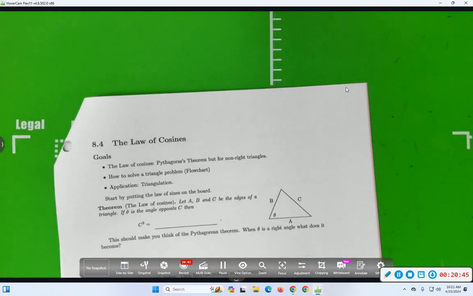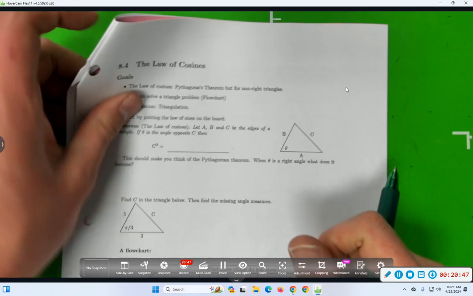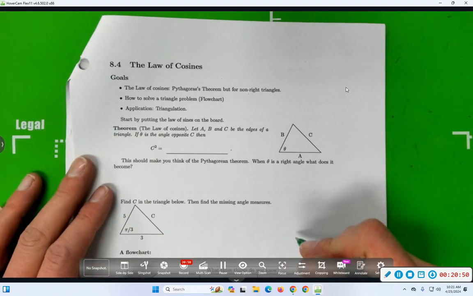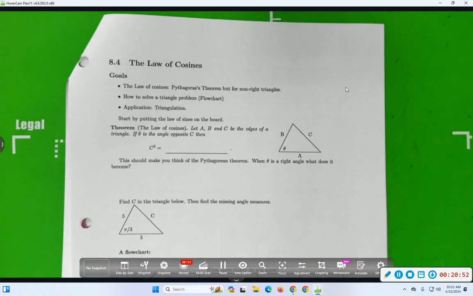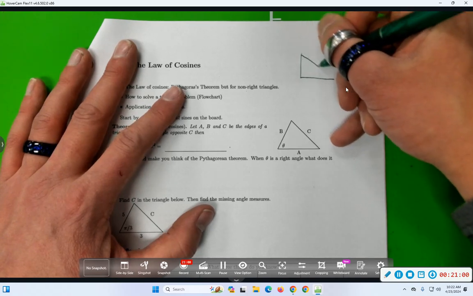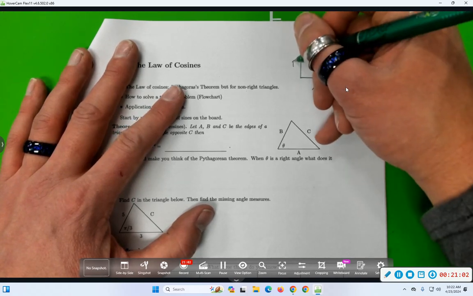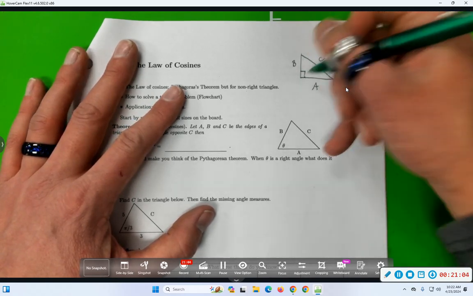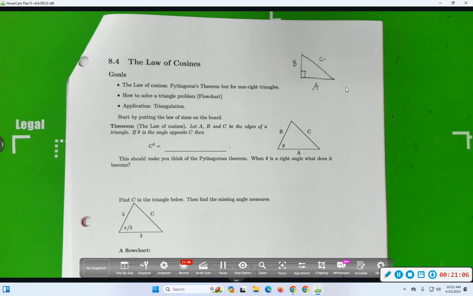So, instead, we'll get a new tool, and here's the motivation for that new tool. The law of sines is like the analog of SOHCAHTOA to non-right triangles. The law of cosines is like the analog of the Pythagorean theorem to non-right triangles. So let's start with a right triangle. Suppose you had a right triangle, side length A, side length B, side length C, right angle. What's the relationship between those sides?